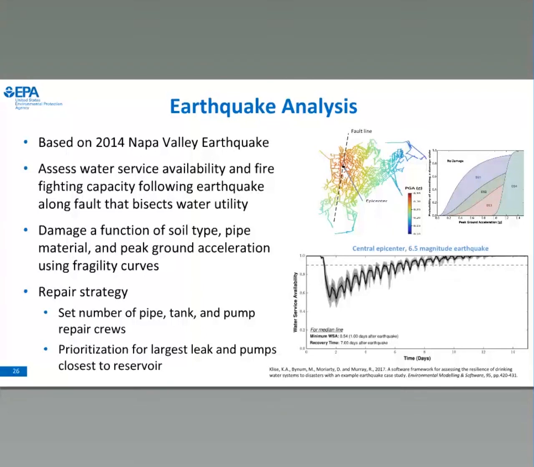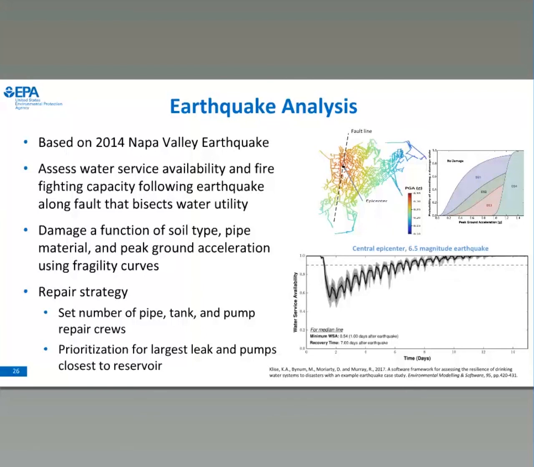The earthquake analysis is also another option. We based this on the 2014 Napa Valley earthquake. Again, we looked at the water service availability and the firefighting capabilities. Assuming that there was an earthquake along this fault line and the epicenter was located there, we were able to use the probability of failure with peak ground acceleration for different components. We're able to look at that as a function of soil type and pipe material, and see the impacts of those. We're also able to look at different repair strategies.